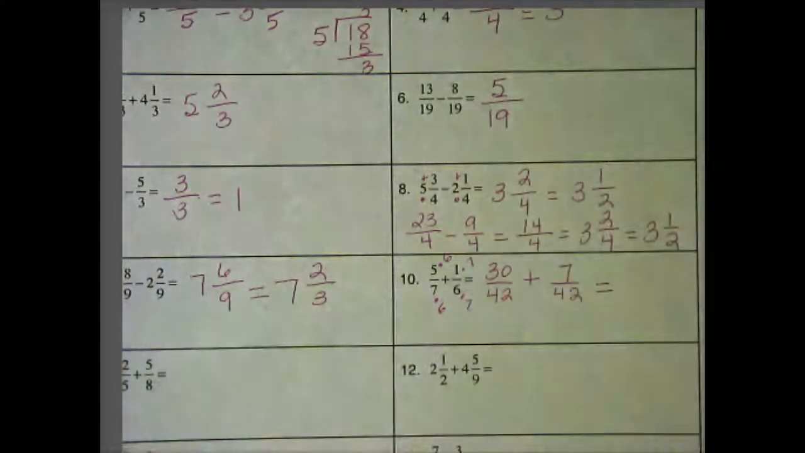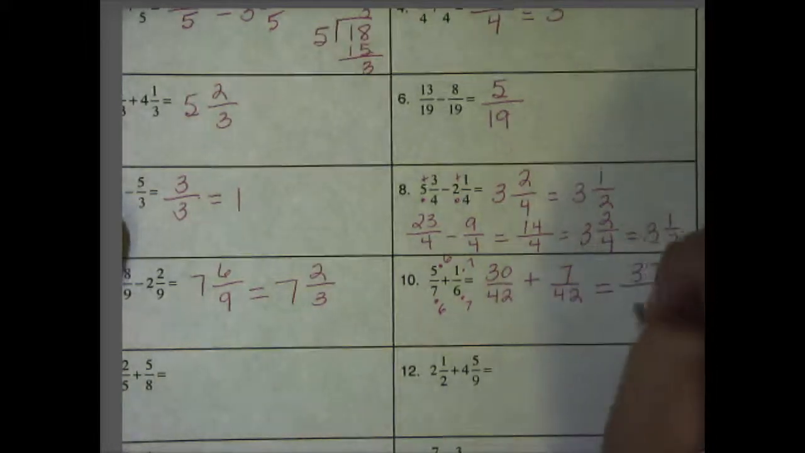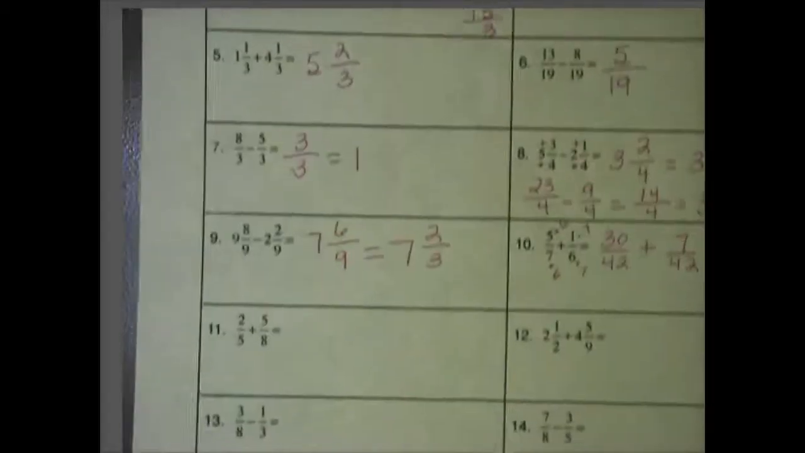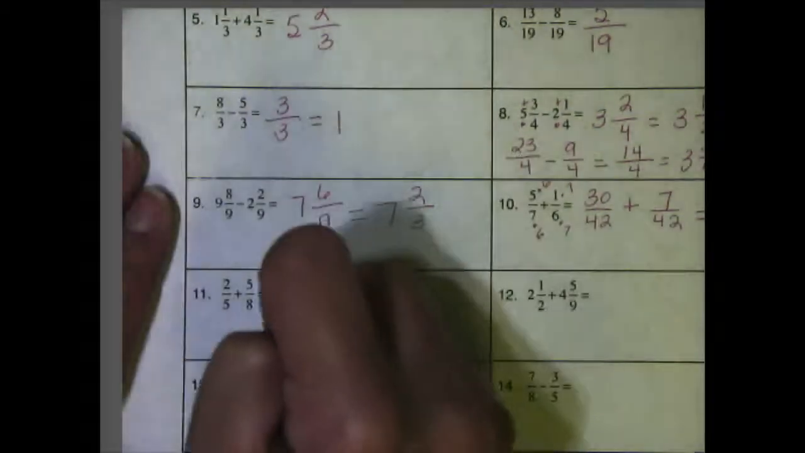And then I use my rules for adding fractions with like denominators. So 30 plus 7 is 37. Denominator stays the same. And that's in simplest form. We can't simplify it. Let's take a look at number 11. Number 11 says 2/5 plus 5/8. So the first thing we need to do is find our least common denominator. In this case, our least common denominator is going to be 40.